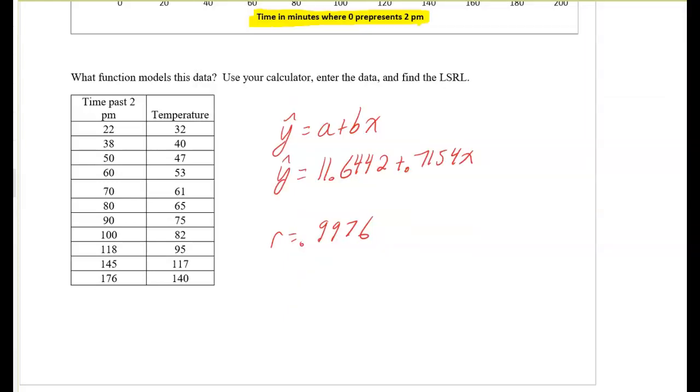On the screen you'll see the regression equation. Y hat is equal to a plus bx. So y hat is equal to 11.6442 plus 0.7154x. And the correlation coefficient is 0.9976. Let's go to the next page.